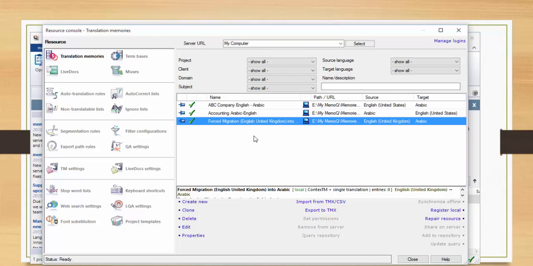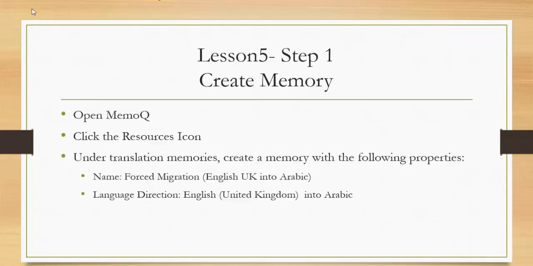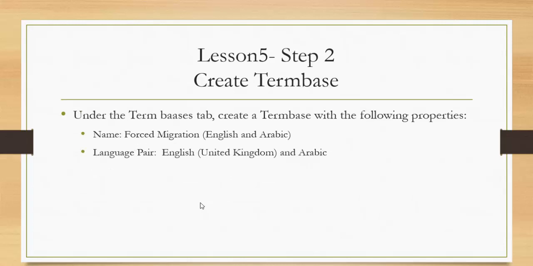Now the next step is to go to the term base. We have created the memory. We move to step number 2. In step number 2, I would like you to create a term base, and this time it's going to be Forced Migration, between two brackets, English and Arabic. The language pair is going to be English, United Kingdom, and Arabic. Let's do it.